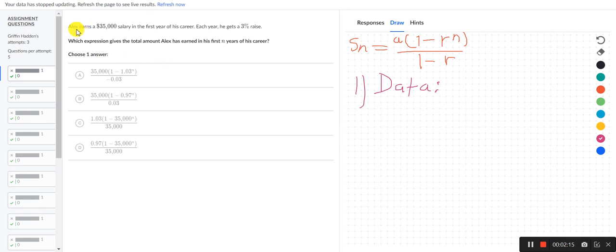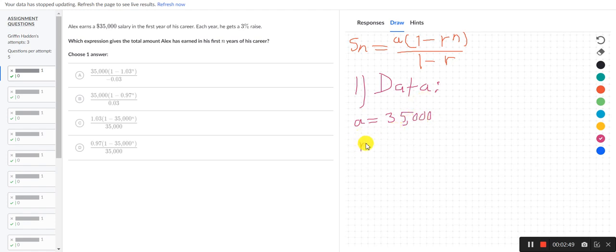So first I have Alex earns a $35,000 salary in the first year. Remember that every year he gets a raise. Every year he gets $35,000 plus a raise of 3%. So $35,000 in that case is going to be my first term. That's what he gets every year.